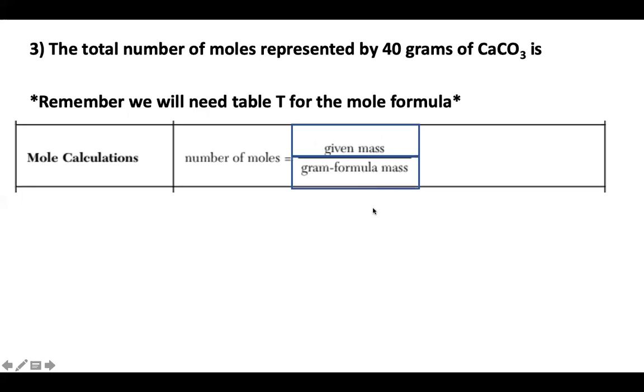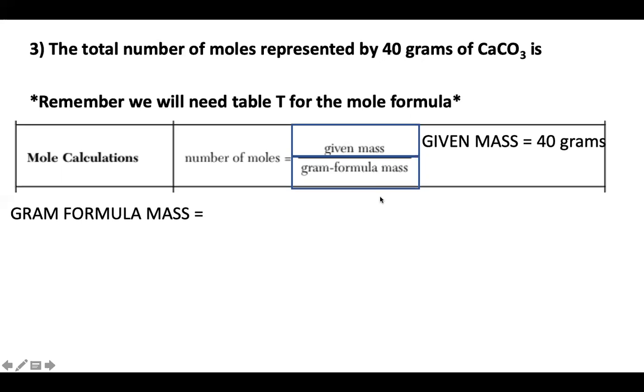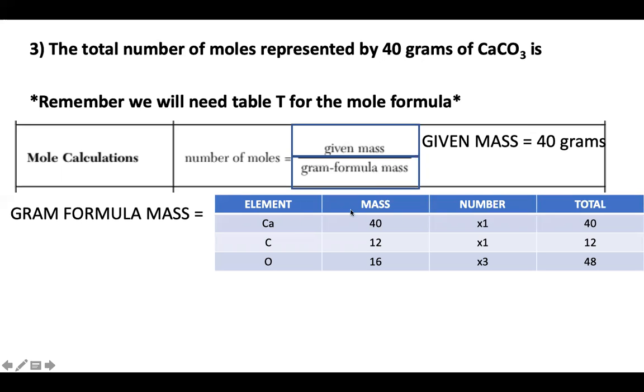So we need to do exactly what we did in the previous problem and figure out the gram formula mass for calcium carbonate. First, though, let's write down the given mass that they give us in the problem. It is 40 grams. It's given to us right there in the question. We have 40 grams of it. Next, we've got to figure out the gram formula mass. So we set up our table again. And here we have calcium, its mass of 40. We only have 1 calcium in the molecule, so number of 1, and the total mass is going to be 40 because we only have 1.